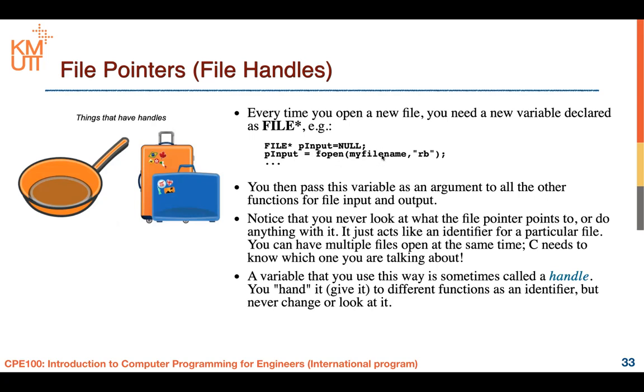It should be a string, a file name. You have to define the directory or the path for this file in order to get the file. And then rb, what does it mean by rb? This file will be opened for read, and this file is a binary file. You pass this variable as an argument to all the other functions for input and output. You can notice that this file pointer p_input is a file pointer, so you can just use it as a file.